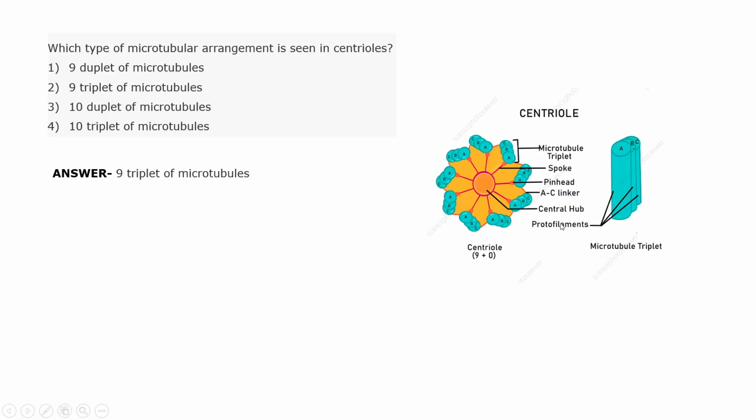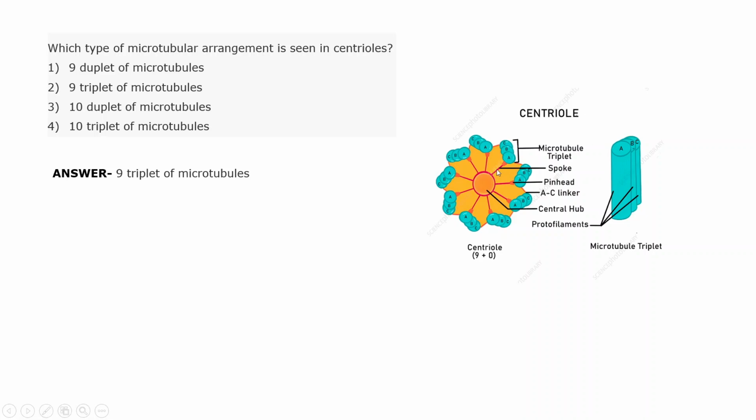In more scientific terms, this whole structure is called a protofilament. So it is actually a triplet of microtubule. If you count how many triplets are present, you can count 1, 2, 3, 4, 5, 6, 7, 8, 9. There are 9 triplets of microtubules that comprise a centriole.